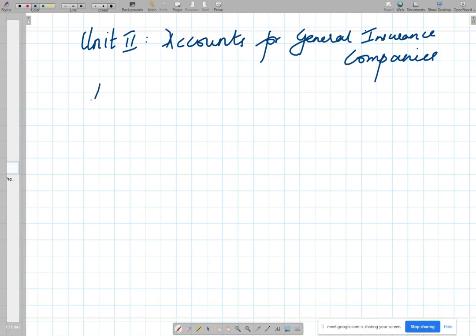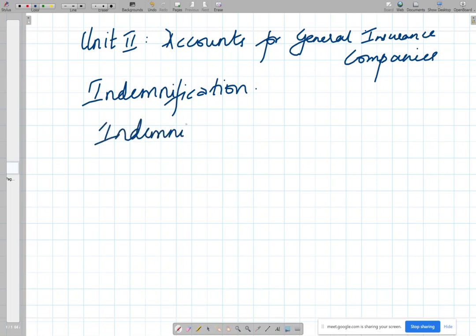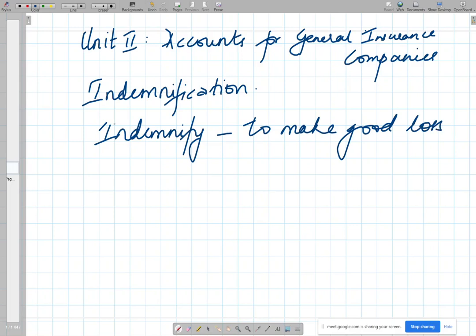There is a term that we very commonly use in insurance. That term is called indemnification. Indemnify means to make good the losses. And what do I mean by make good the losses? Making good means to compensate, to give you back something in return for all the loss that you have suffered.